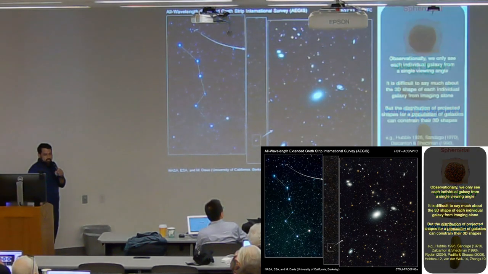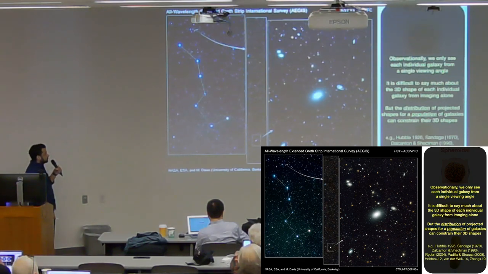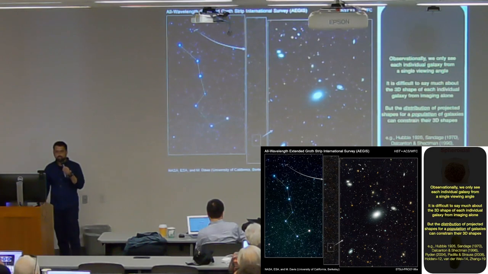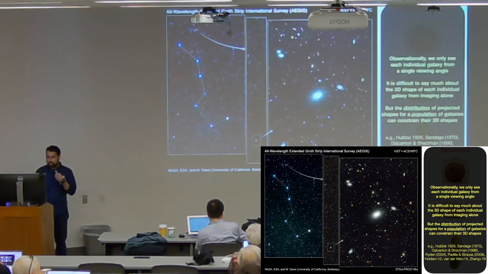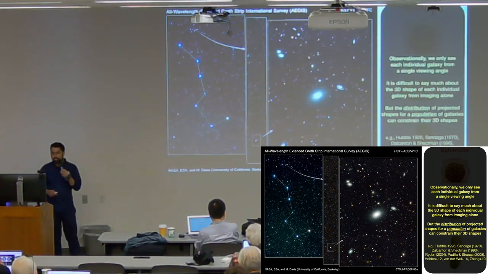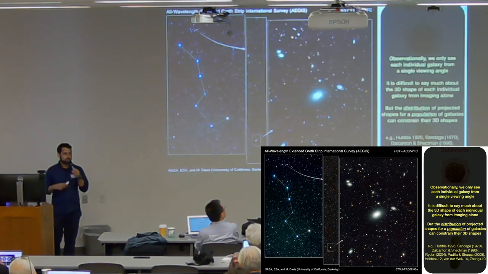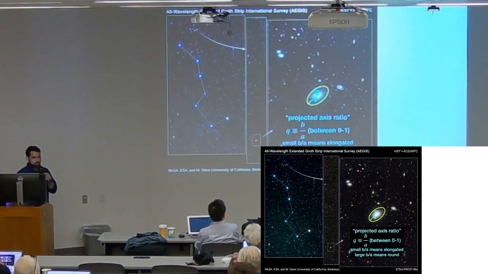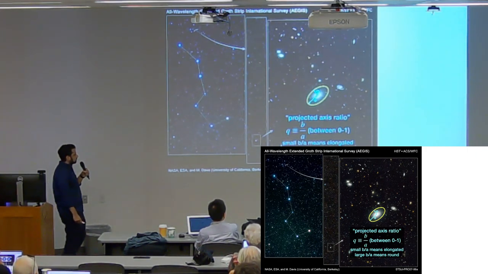Now, observationally, you only see each individual galaxy from a single viewing angle, so you can't infer much about its 3D shape just from the imaging alone. But there's a very powerful technique going back 100 years actually to Hubble himself, where if you have a population of galaxies with similar masses and redshifts, you can use the distribution of their projected shapes to start to infer something about their 3D geometries. And these techniques use a relatively simple measurement.